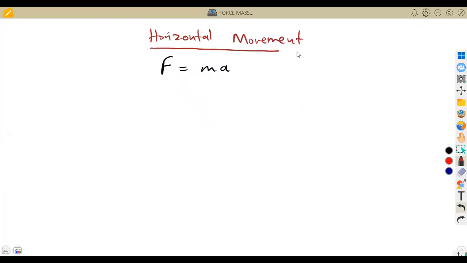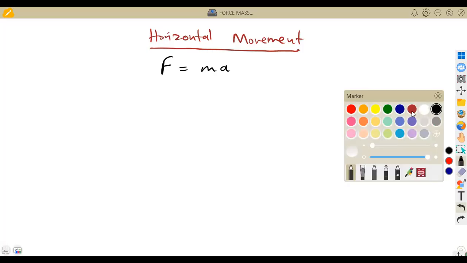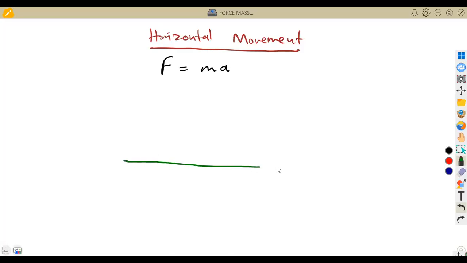So on our horizontal movement, what we are supposed to understand is that truly the force is the product of mass and acceleration. But let us consider that we have this body here, which is on a horizontal plane. There can be a force which is actually applied. So here we've got our F, which is the applied force.